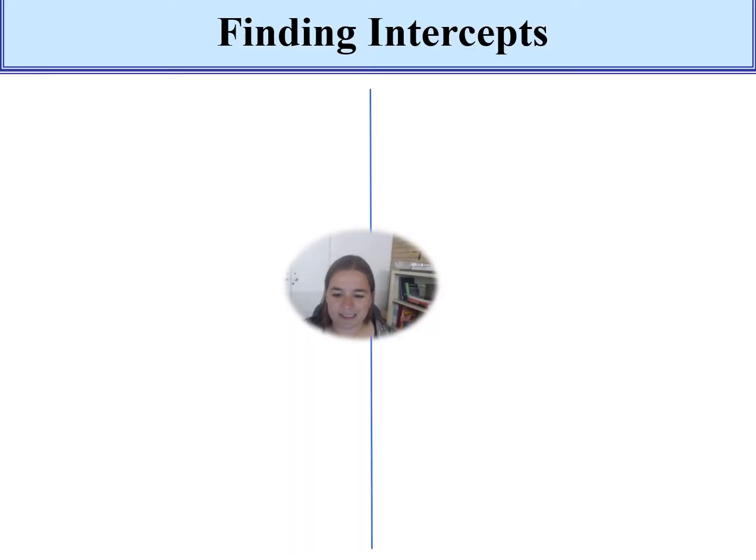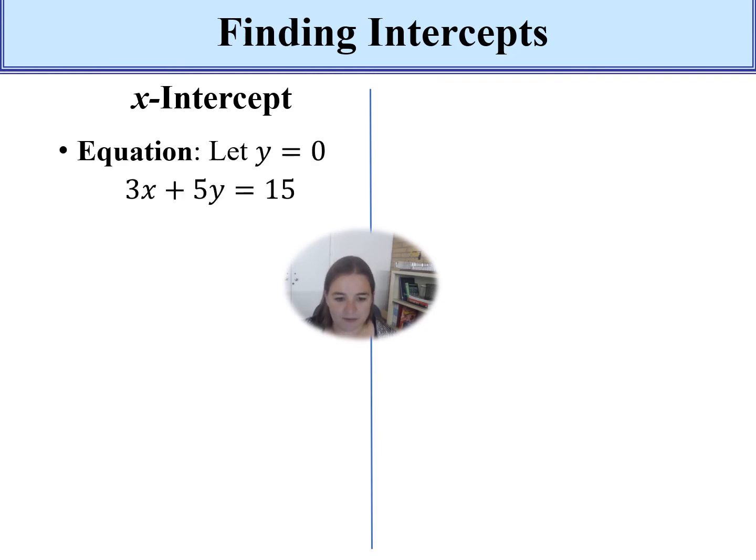So let's dive into finding intercepts. First, to find my x-intercept, there are three different ways I can approach it. First, if I have an equation, I want to let y equal 0. So if I look at my sample here, I have an equation in standard form, 3x plus 5y equals 15, and I want to let y equal 0. So I'm going to plug in a value of 0 for y, and I get 3x plus 5 times 0 equals 15. Using my order of operations and my steps for solving equations, I get 3x equals 15, which tells me that when y is 0, x is 5. So my x-intercept is 5.